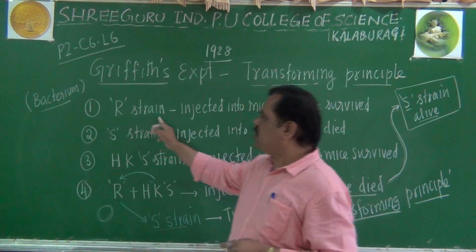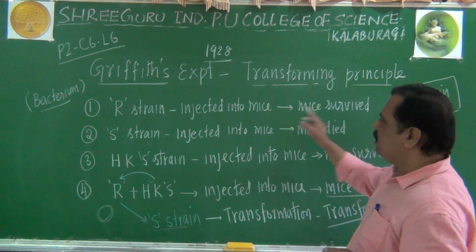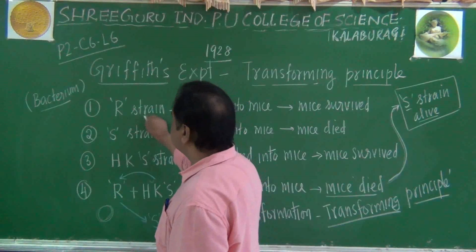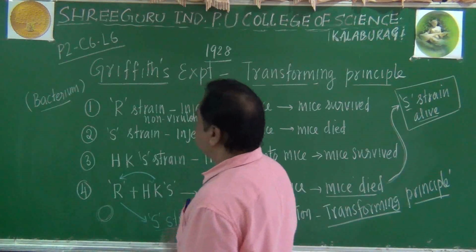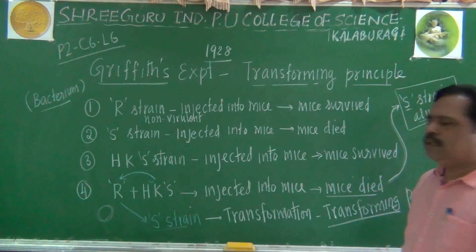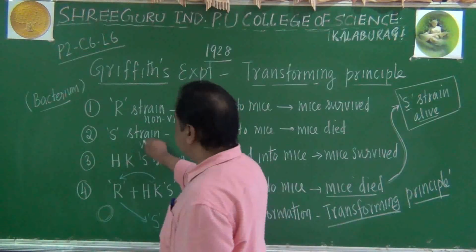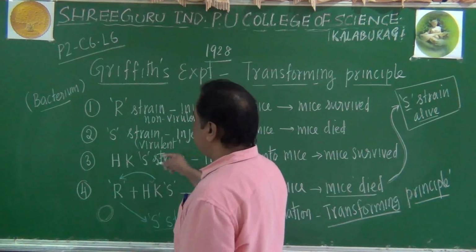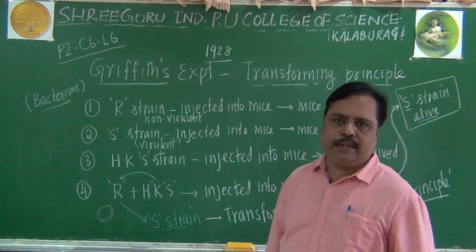Now, when R strain is injected into the mice, it survived, it did not cause any disease. So we can say that R strain is non-virulent. When S strain is injected into mice, the mice died due to pneumonia. So we can say that S strain is virulent in nature. Do you get this point? Virulent means pathogenic. It will cause disease and mice died.